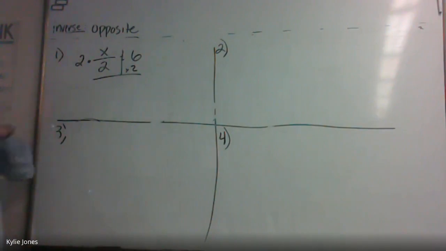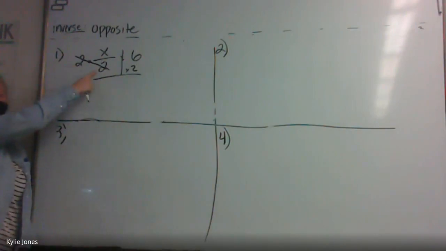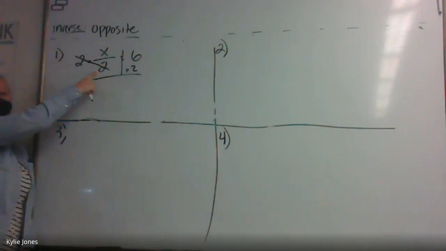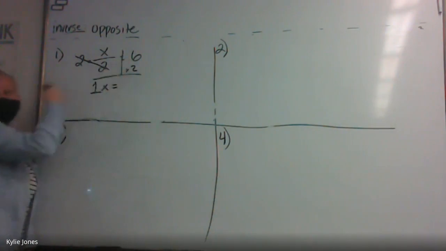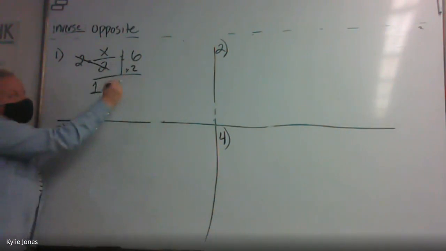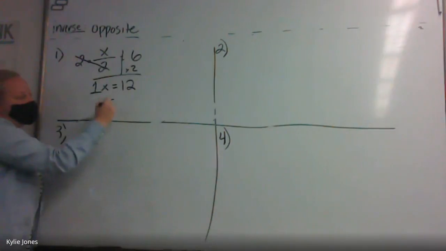This one's kind of the most interesting looking one, so it kind of trips people up. But on this one, we have the 2 times x over 2, but these will just cancel out like we talked about yesterday. It's like a 2 divided by 2. What is 2 divided by 2? 1. And you're left with x equals, what is 6 times 2? 12, or x equals 12.